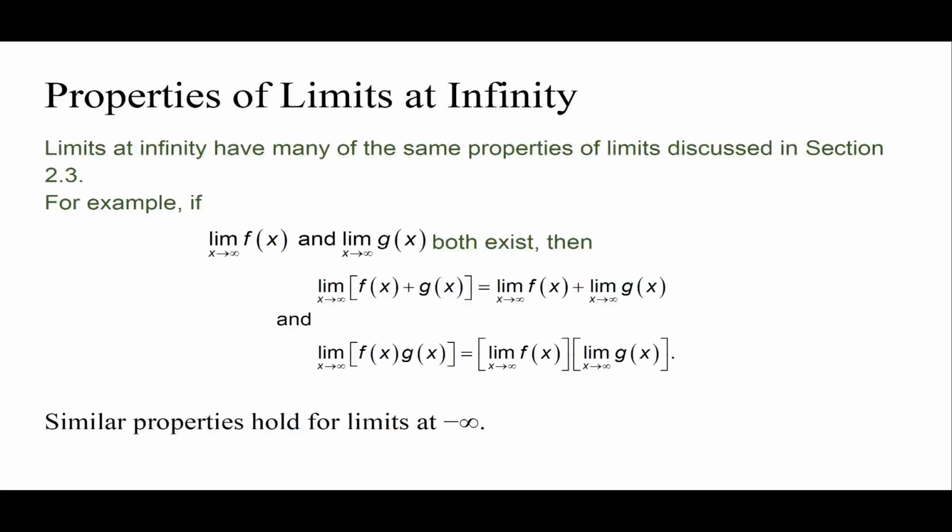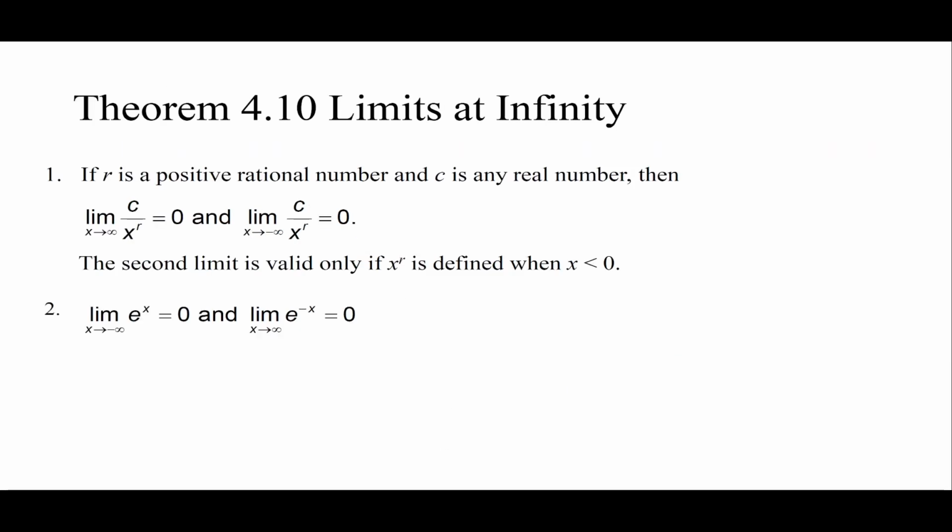Okay, so the properties, if you remember the limit property we discussed in chapter 2, the same thing applies here for the limit at infinity, but make sure that the limit should be finite. So we can apply this limit to the sum of the functions if the limit of these two functions exist. And similarly, we can apply this limit to the product of the functions. And a similar thing holds when you take the limit at negative infinity. And there is a theorem.